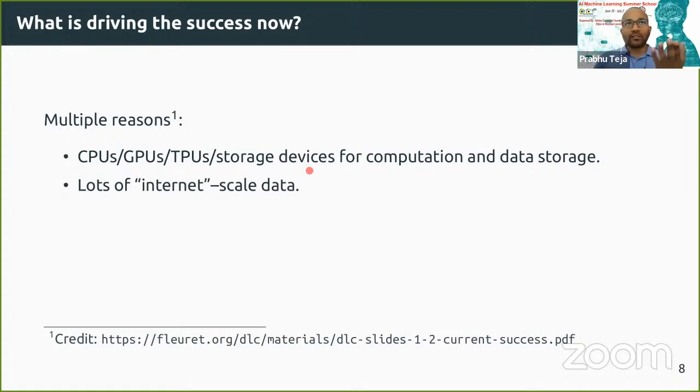And because of this cheap storage, we can now afford to have what we would call internet scale data. For example, a lot of NLP people would use Wikipedia, the entire English Wikipedia, as training data for their models. This became possible with the availability of cheap storage devices.